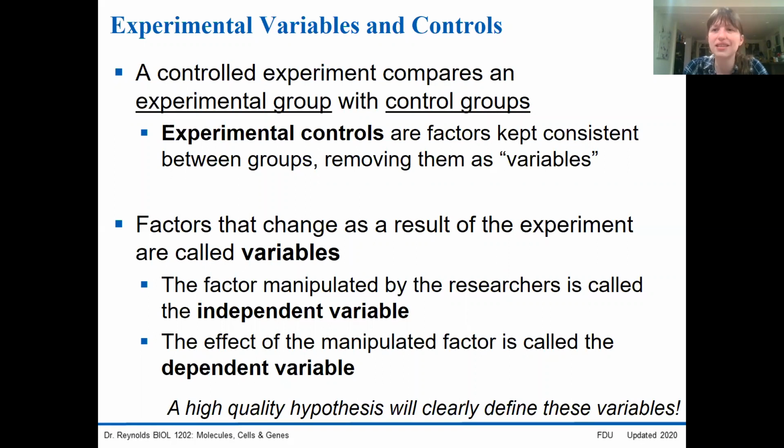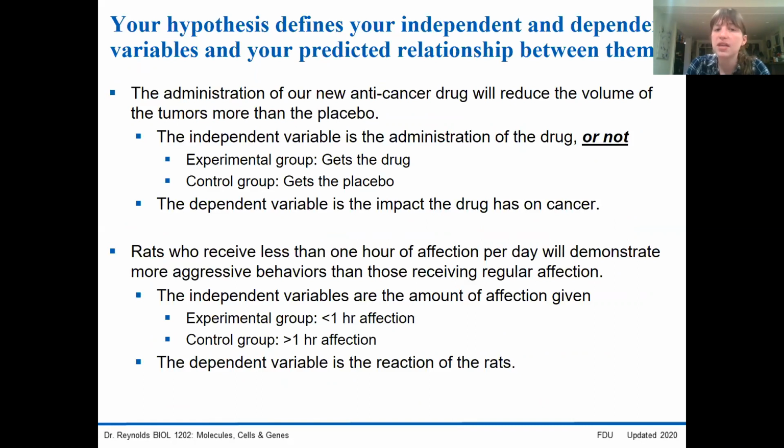So I understand that this is a little bit twisted. It's hard to get your head entirely around. I'd like to start by just providing you some examples. The administration of an anti-cancer drug will reduce the volume of the tumors more than the placebo. That is my hypothesis. Now, my experimental group is the group that gets the new anti-cancer drug. The control group is the one that gets the placebo.